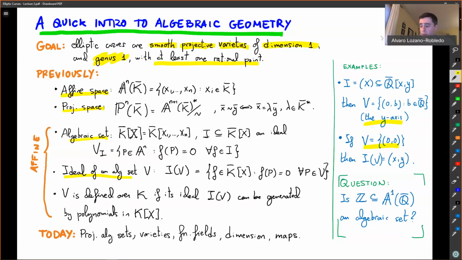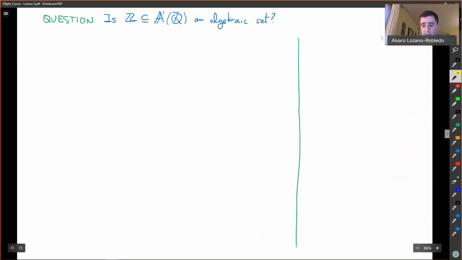So let's see what the answer to that is. All right, so let's start there. So are the integers, the set of integers, an algebraic set? And the answer is no. No, that is not an algebraic set. How would you go about showing that it is not an algebraic set? As I said last time, you try to find what would be the ideal of such an algebraic set and prove that we reach a contradiction.